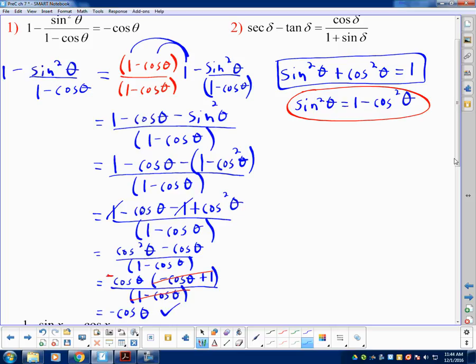Okay, I've proven that 1 minus sine squared theta over 1 minus cosine theta is equivalent to negative cosine theta. So if you happen to see an expression or an equation with 1 minus sine squared theta over 1 minus cosine theta, and you remembered this identity, which you probably wouldn't, you could swap it out for negative cosine theta. That's kind of the purpose of these. But these aren't ones we would memorize. The general purpose is for algebraic simplification. That's what these identities are for.